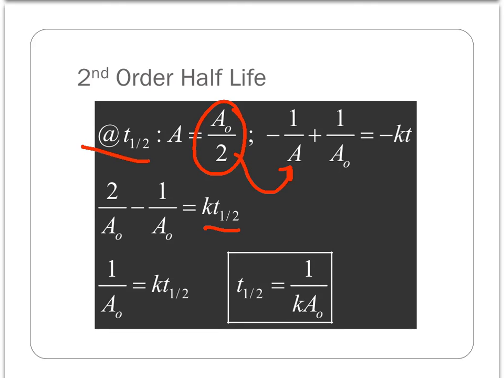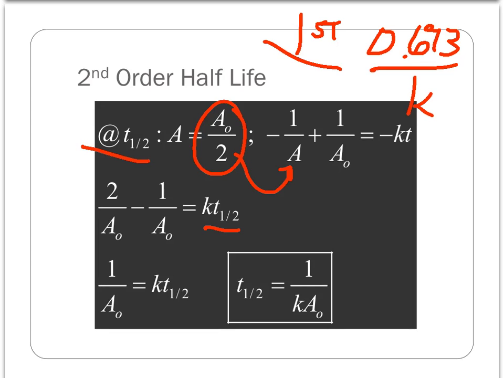Now, I want to pause here because we have an interesting thing to consider. You'll recall for first-order half-life, the equation is the natural log of 2, which is 0.693, divided by k. First-order half-lives are constant. So to go from 100% of stuff to 50% of stuff is 1 half-life in first order. To go from 50% of your reagent down to 25% of your reagent is the exact same amount of time, because half-life is constant for first order.